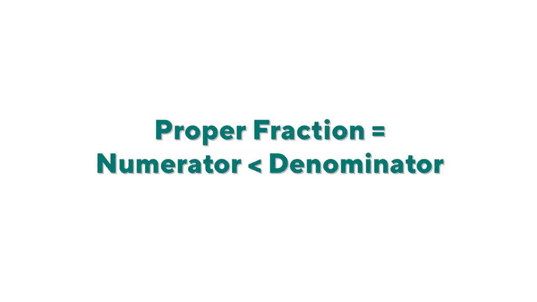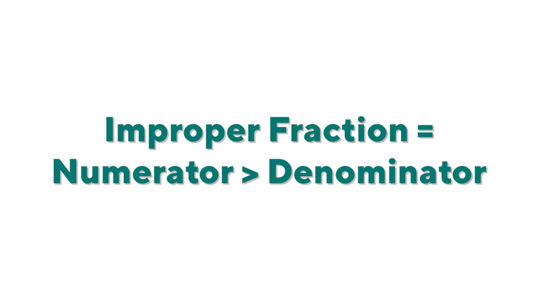If the numerator is less than the denominator, that fraction is called a proper fraction. For example, 1 by 2, 3 by 5, 6 by 9. The numerator is less than the denominator. These fractions are proper fractions. An improper fraction has the numerator greater than the denominator. 23 by 8, 12 by 6. These are improper fractions. An improper fraction can be changed into a mixed fraction.